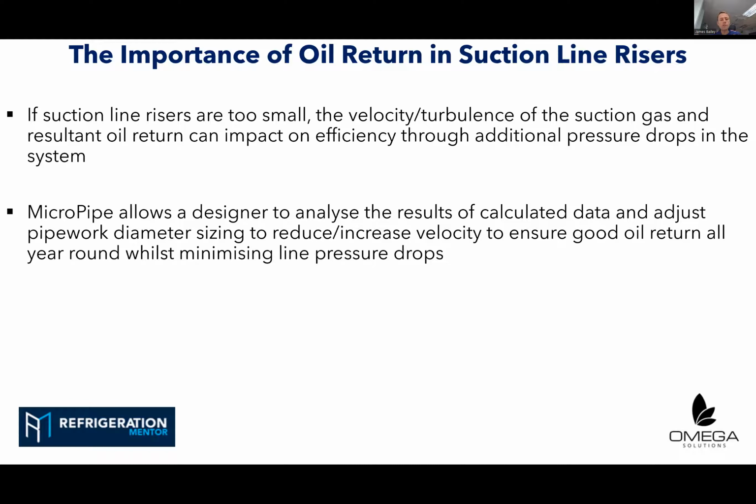We're going to increase system losses, and ultimately we're going to introduce inefficiencies in the system, which is the last thing that we want to do. So MicroPipe allows a designer to analyze the results of calculated data and adjust pipework diameter sizing to reduce or increase velocity to ensure good oil return all year round, whilst minimizing pressure drops.